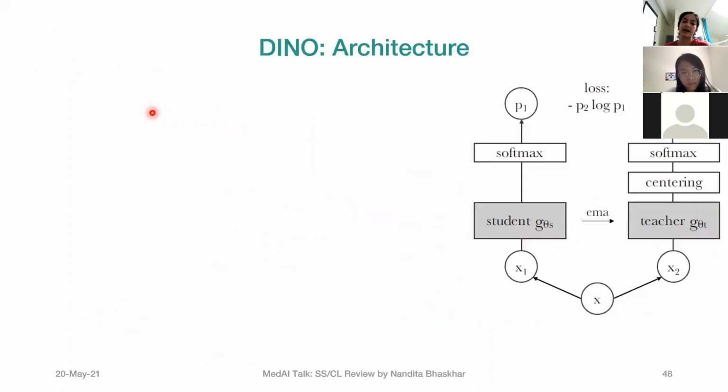So moving on to the architecture of DINO itself. The encoder is just one part of it. The encoder is a vision transformer, but the architecture of DINO is again very similar. If you remember Bootstrap Your Own Latent, it follows the same setting as that.